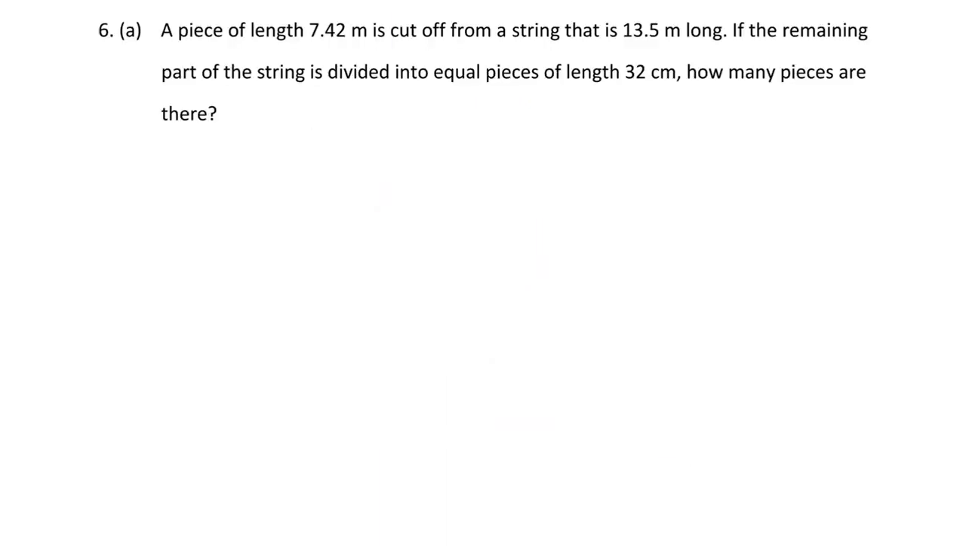Question number 6, part A. A piece of length 7.42 meters is cut off from the string that is 13.5 meters long. If the remaining part of the string is divided into equal pieces of length 32 centimeters, how many pieces are there?